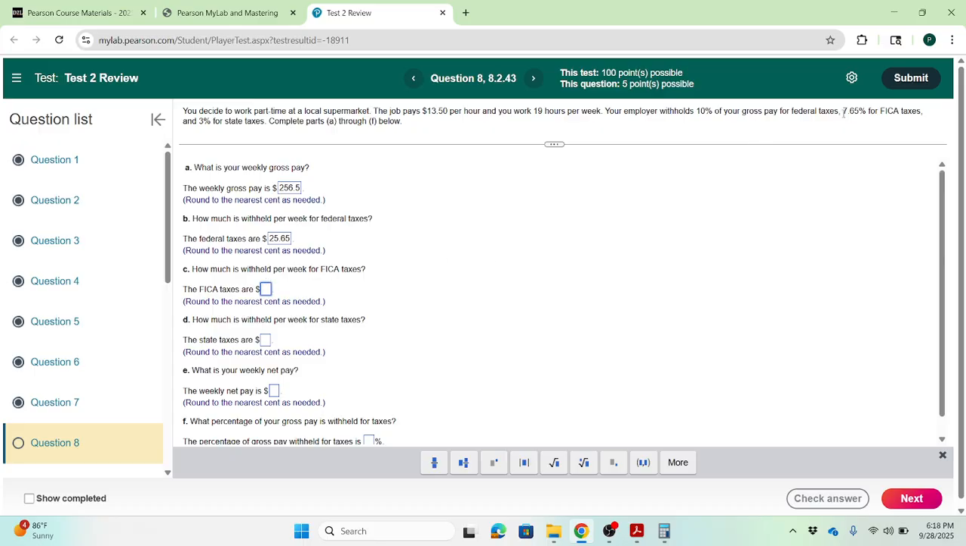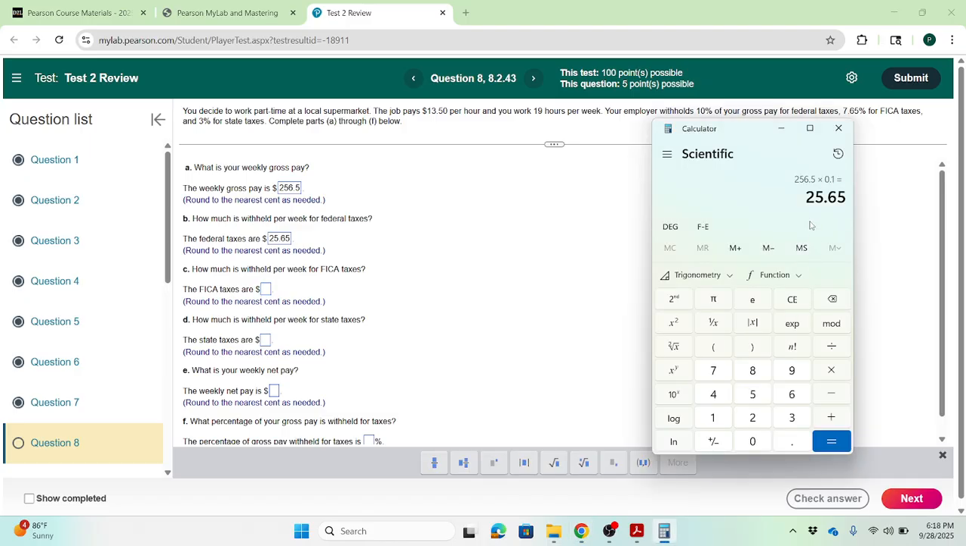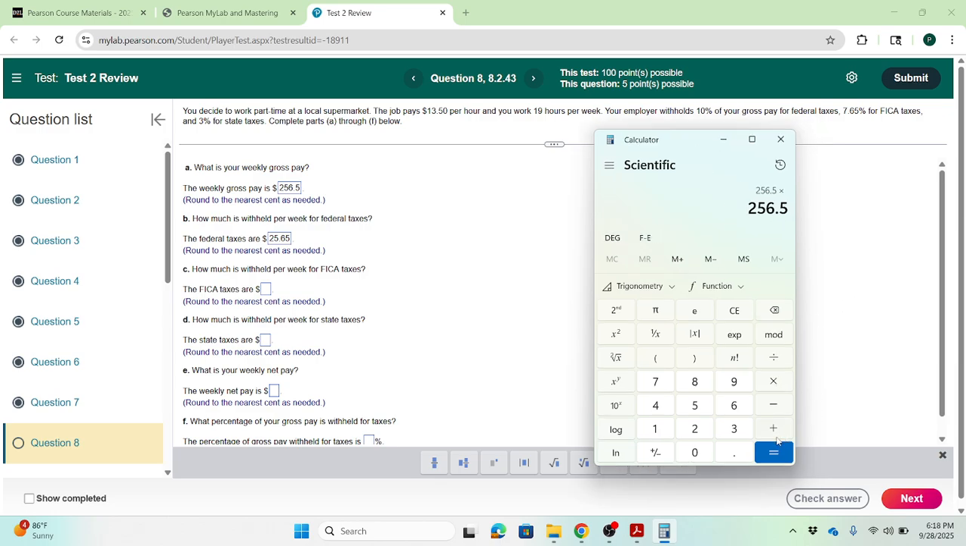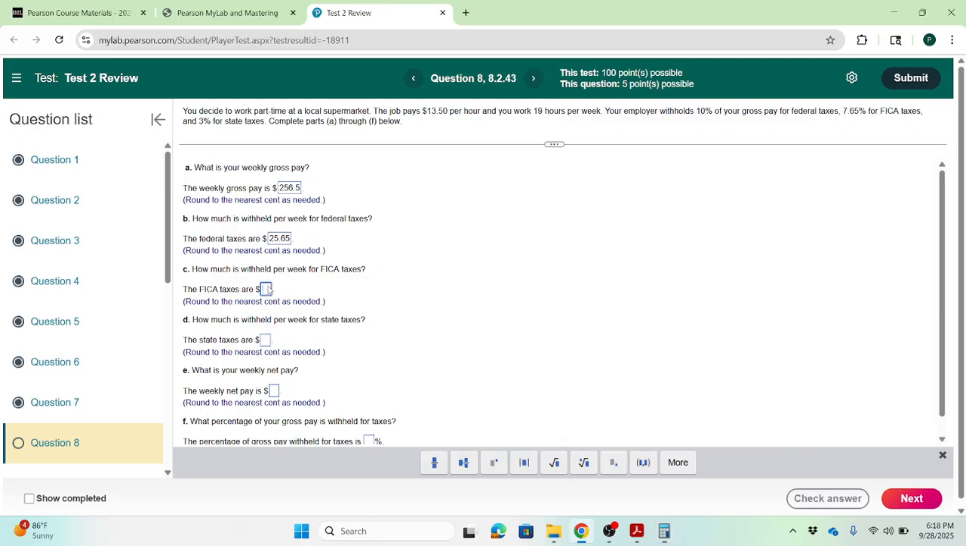How much is withheld per week for FICA? So FICA is 7.65% of the original amount. So you always have to use the original, the total gross pay, to calculate these taxes. 7.65% is 0.0765, which gives $19.62, to the nearest cent. So $19.62.